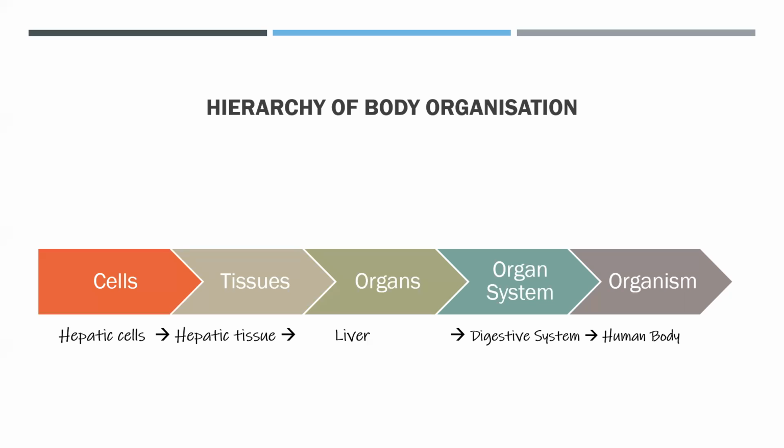Now let us understand the hierarchy. Next topic is about the hierarchy of body organization. What does it mean? First of all, hierarchy means a systematic arrangement. Systematic arrangement means at the top there will be a level with higher ranking, then lower ranking, then lower, then lower, then lower.